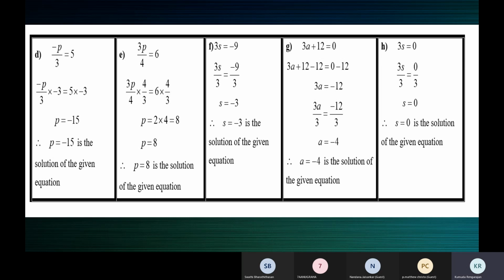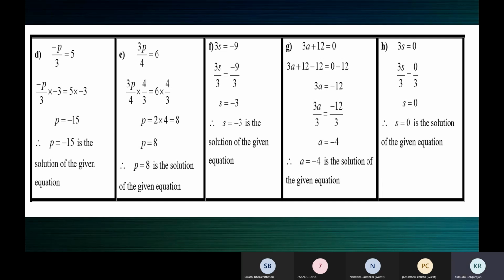So p into -1, minus into minus plus, p into 1 is p. So p is equal to, what do you get? -15, correct? Yes, ma'am. So you can do it both ways. Both are correct. So first, when you multiply by 3, what we get is minus p is equal to 15.